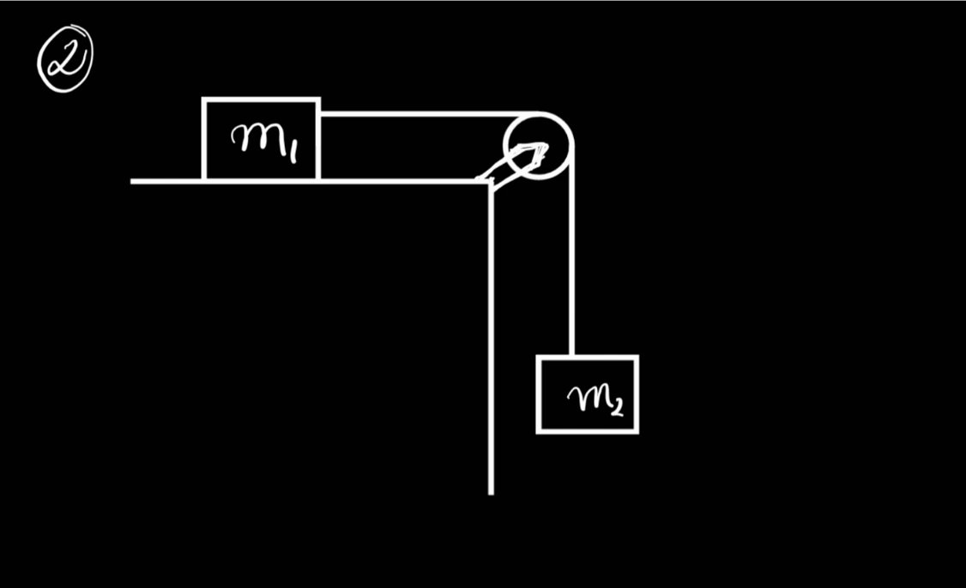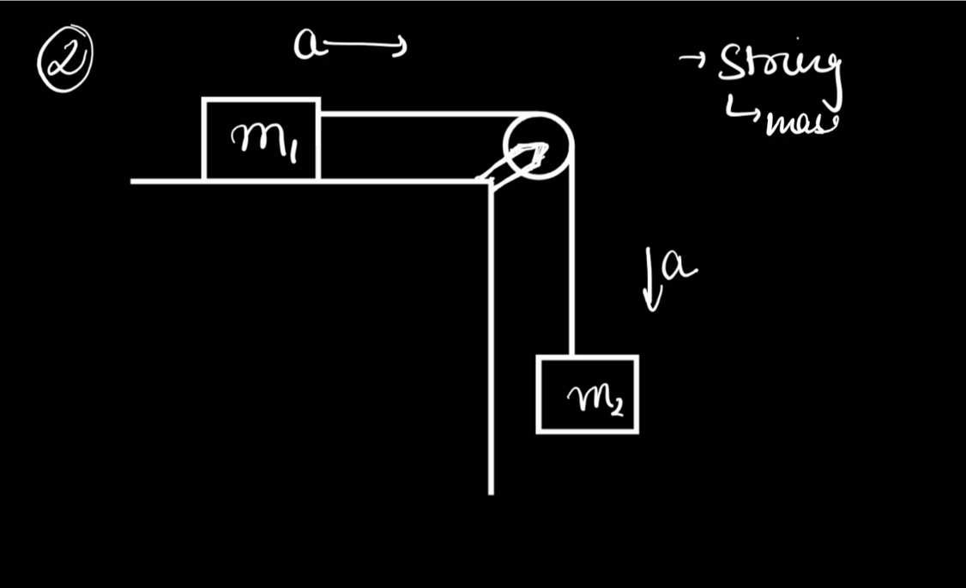Now we know that this system will move with some acceleration. So let it be A in the downward direction. Now since we know this is a string, the string is assumed to be massless, and the pulley is also massless and frictionless. Now since it is a string, it will acquire a tension because some mass is hung from it, right?